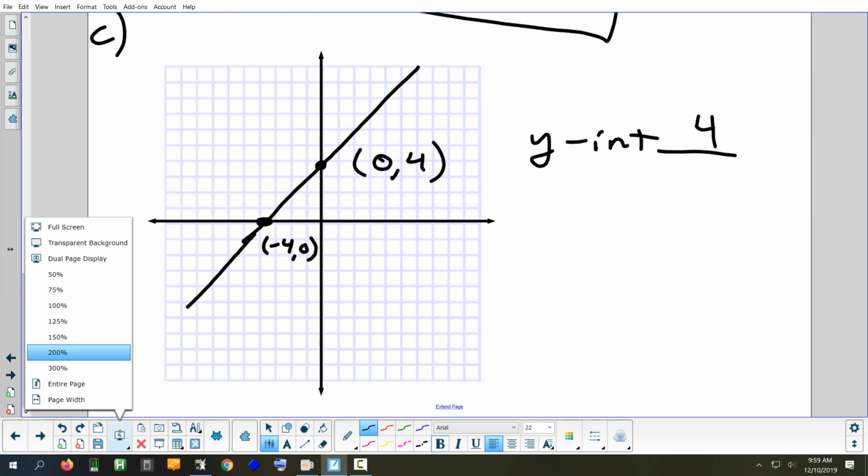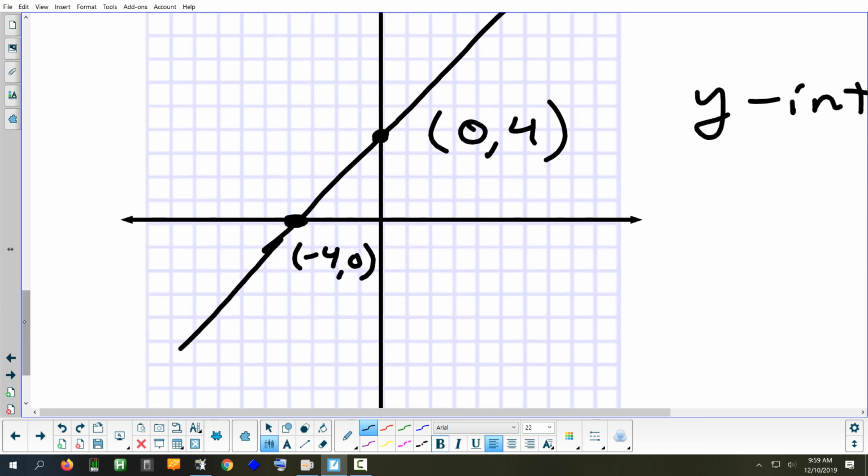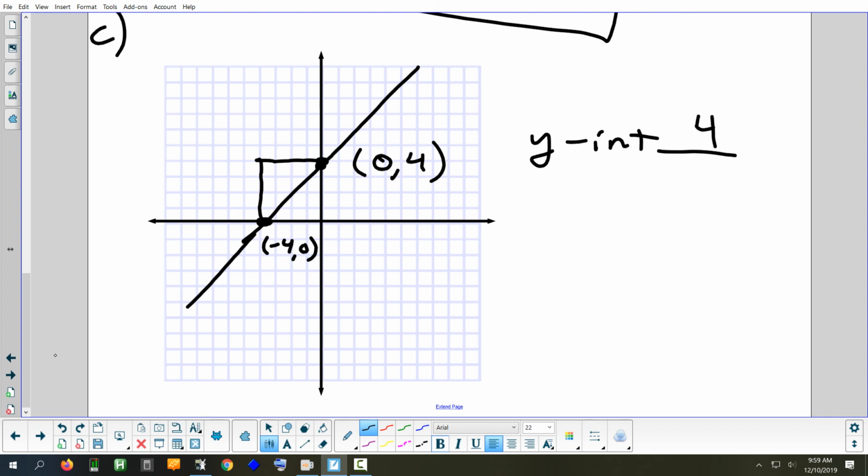So let me make it a little bigger because it's kind of hard to see. How many up do you have to go? 4. Up 4. 1, 2, 3, 4. And how many right? 4. 1, 2, 3, 4. Right there. Up, that's my rise. So my rise is 4. Remember, slope is rise over run. Up 4, right 4.